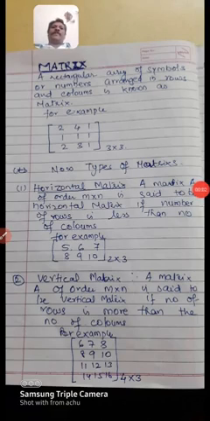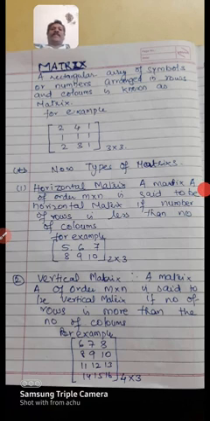Today we are going to study about matrices and different types of matrices. A rectangular array of symbols or numbers arranged in rows and columns is known as a matrix. That which is arranged in square brackets is known as a matrix. For example, this is a 3 by 3 matrix which is arranged in square brackets. Now, types of matrix.